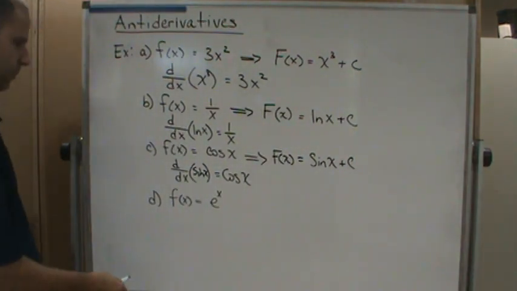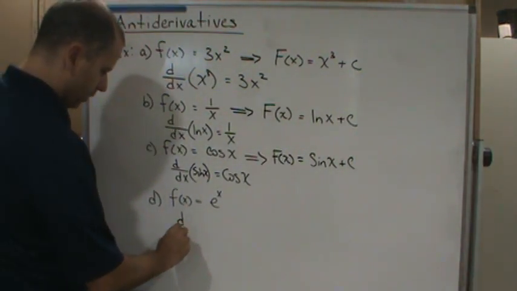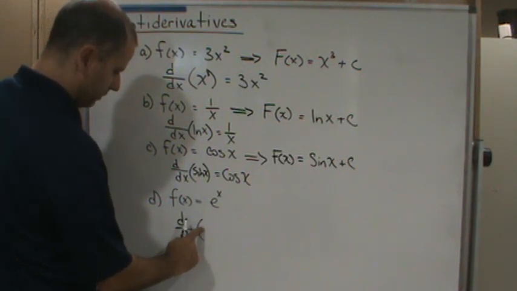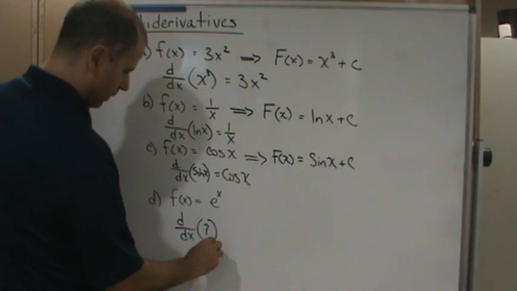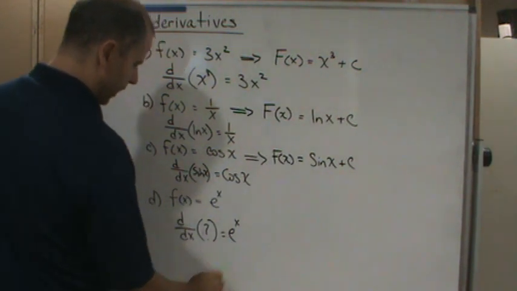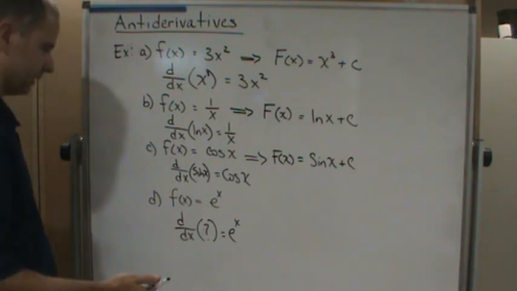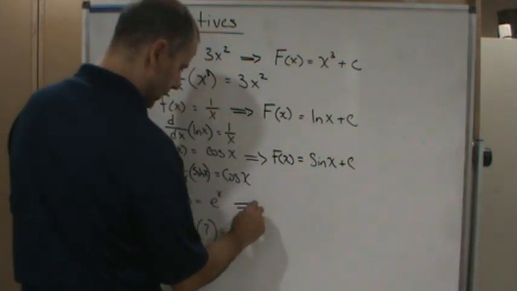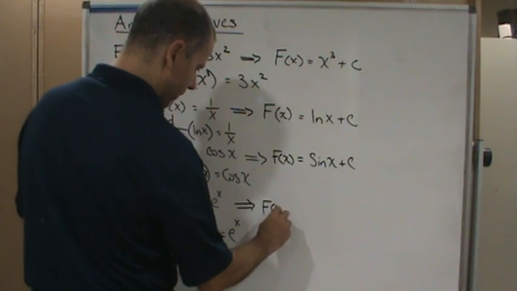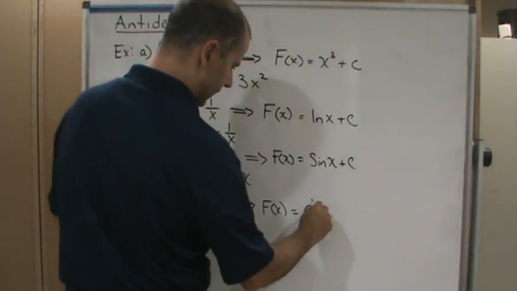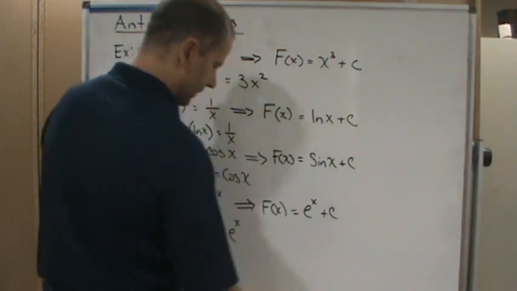And then finally, d dx of what function equals e to the x. And of course, the derivative of e to the x is always e to the x. So that implies that the antiderivative of e to the x is going to be e to the x plus a constant c.